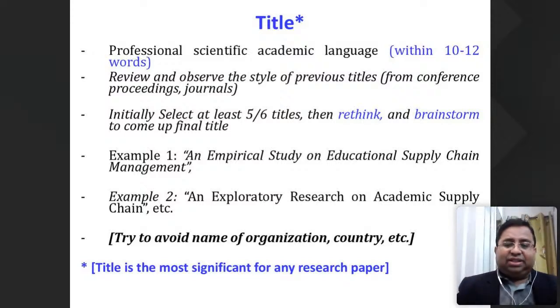At first, you have to choose a few titles, then you have to rethink, brainstorm with your co-authors, and come up with the final title. And I suggest you that you should come to the final title at the end of the paper. At first, you design the paper, you can design a few titles, then let us finish the whole paper, then again you come to the title, and then you can decide which is the best title. So you have to select a few titles at first, then you have to come to the best title.